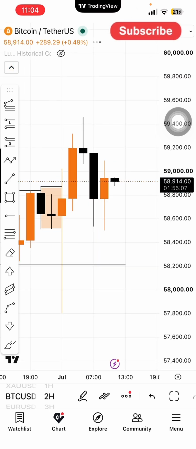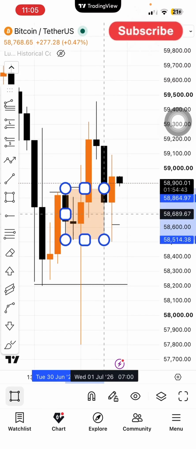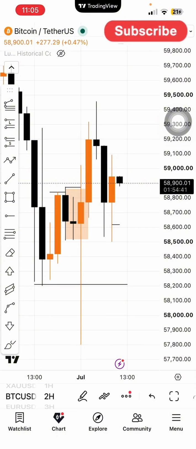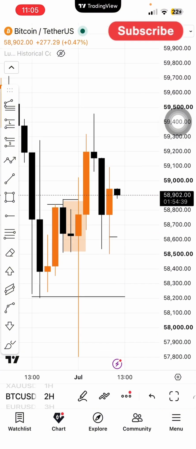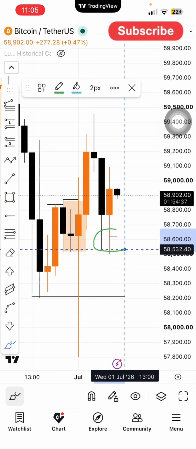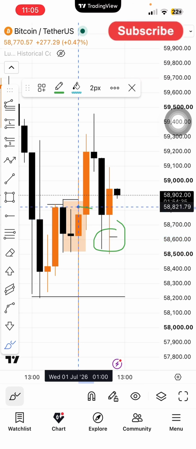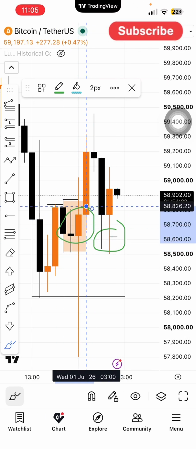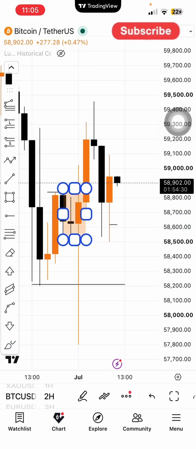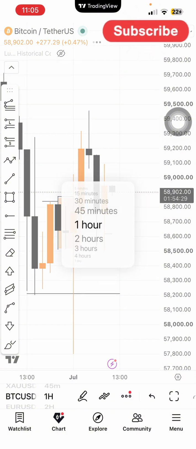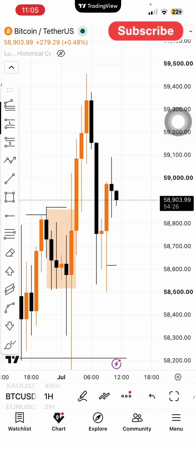Now I'm going to move down to the 2 hour time frame. We see that this is our block and Bitcoin is actually making a reversal now. You can see there's a push at this point from the single candle order block. I'm going to move to the 1 hour time frame.